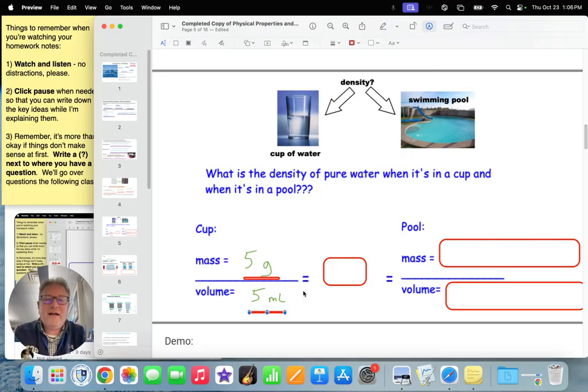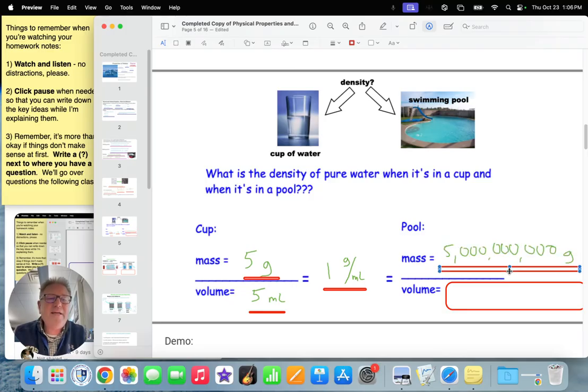5 divided by 5, that's how we find the density. It's 1, as I said earlier, 1 gram per milliliter. 5 grams taking up 5 milliliters of space. That's the density of water, 1 gram per milliliter. If we have a pool, it would be so much more massive. We'd have so much more water. Let's say we have 5 billion grams of water. That's a lot of water. That's heavy. That's a whole lot of water.